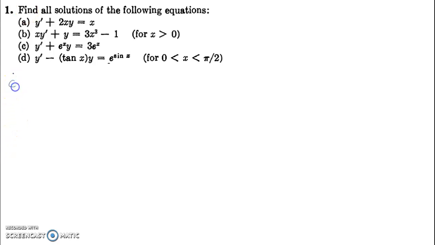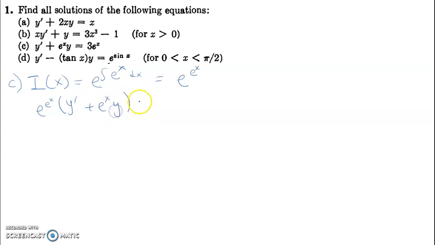Let's go over to C. Alright, and this is in our form. It's in a good form, so we can go ahead and find the integrating factor, which is going to be e to the power of the integral of e^x dx. So that's going to be e to the power of e^x. Alright, so let's multiply both sides of our equation, so that gives us e^(e^x) y' plus e^x y equals 3 times e^x times e^(e^x).